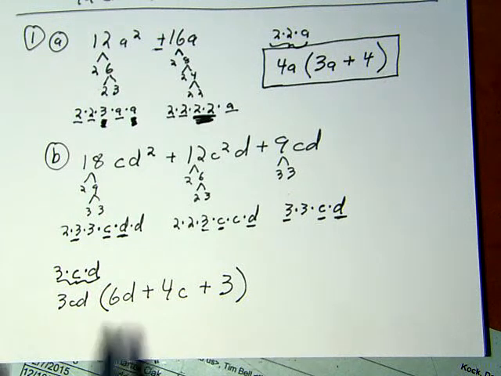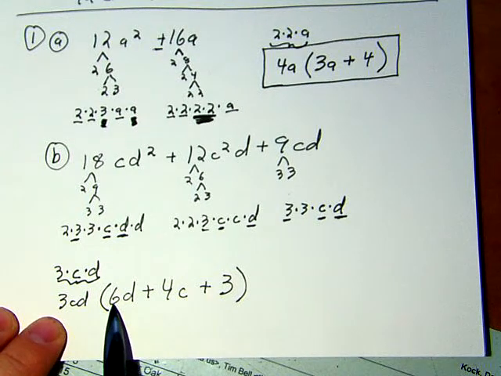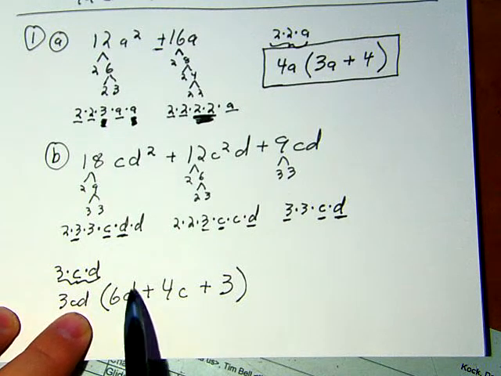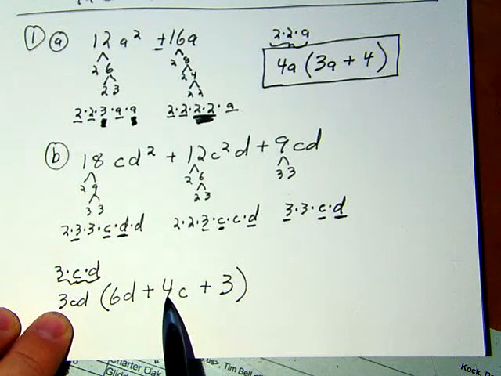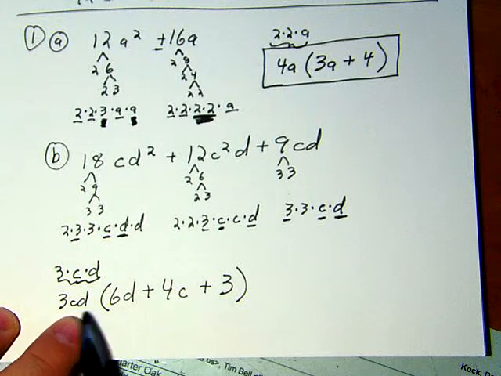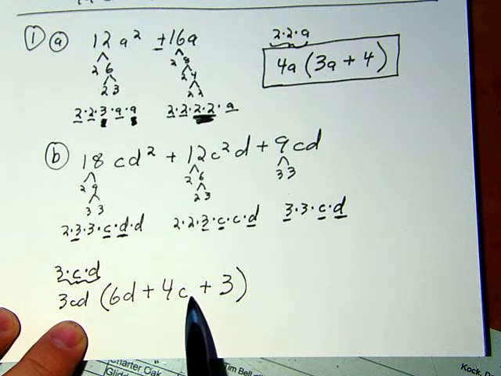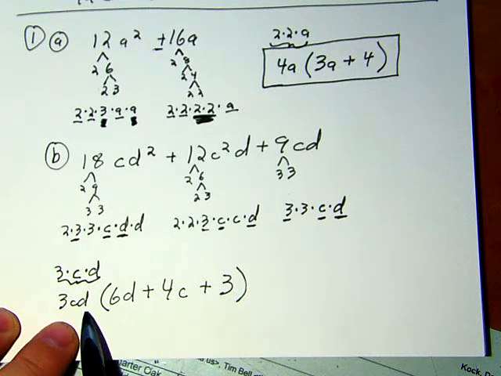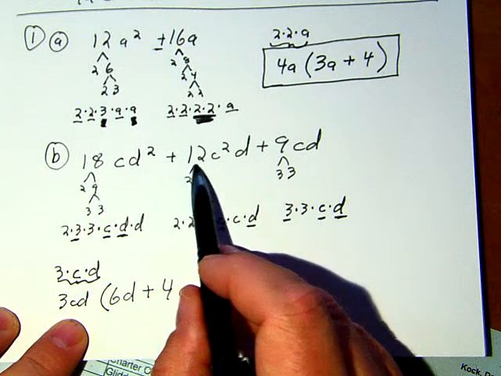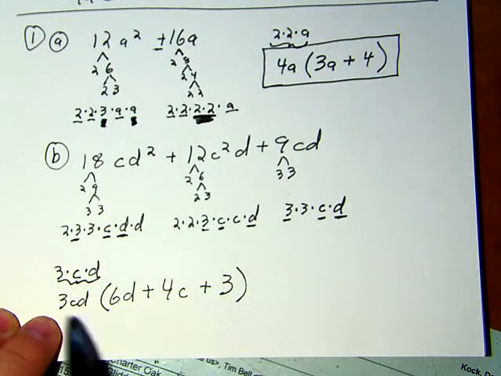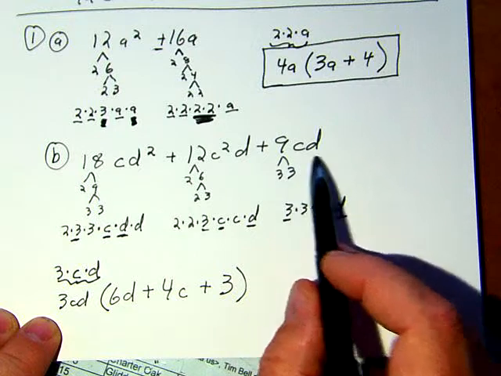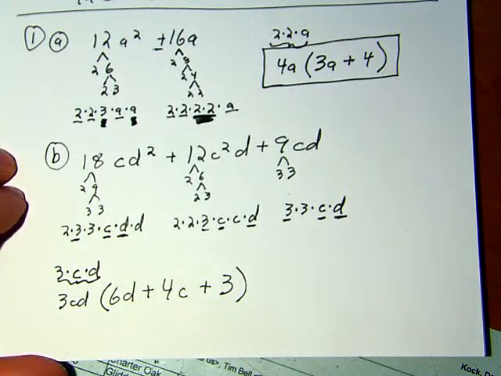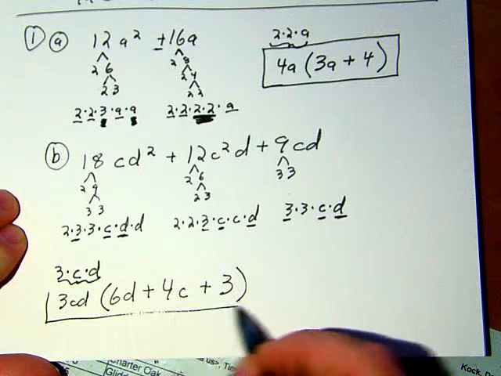And let's just check that in our head. 3 times 6 is 18, c d squared. Is that our first term? 18 c d squared. Yep. 3 times 4 is 12, c times c is c squared, d times nothing over here is d, so we got 12 c squared d. And finally, 3cd times 3 is 9cd, and that's our last term. So we've just checked our answer, and this is good.